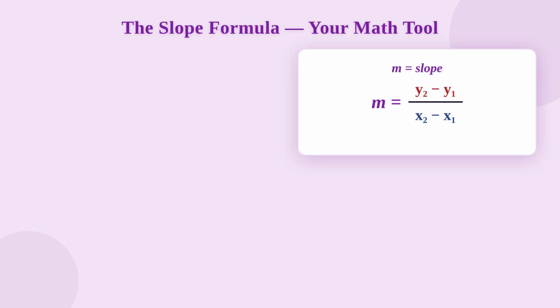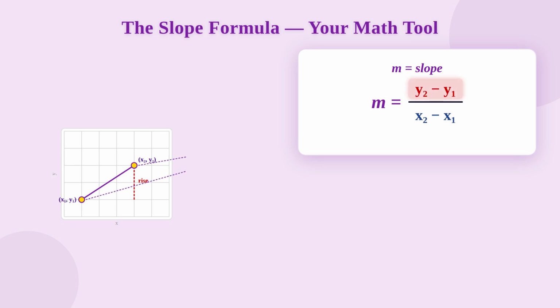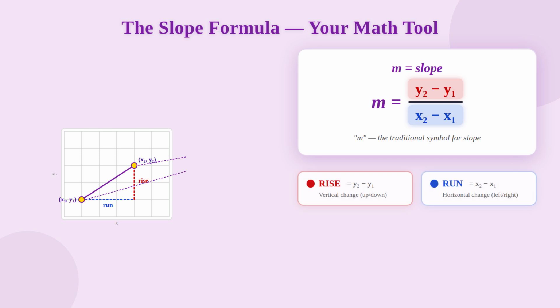Ready for the actual formula? When you have 2 points on a line, you can calculate slope exactly. We call the 2 points (x1, y1) and (x2, y2). The slope formula is m equals (y2 minus y1) divided by (x2 minus x1). The letter m is the traditional symbol for slope. Mathematicians have used it for centuries.